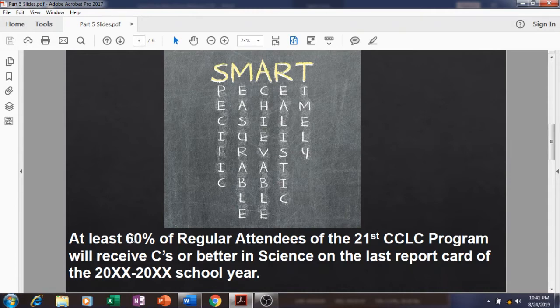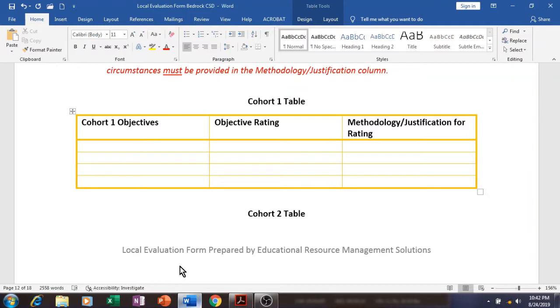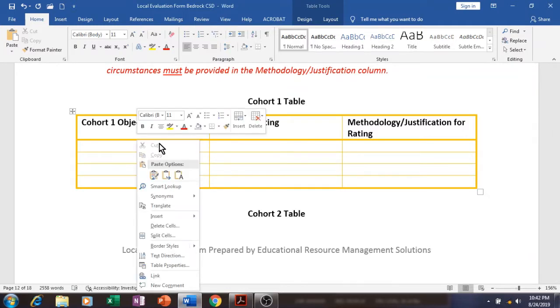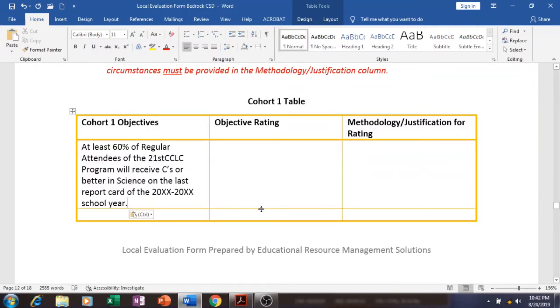Not easy, but achievable. And that's also for realistic. It's pretty realistic. It's easy to look at report cards. It's easy to figure out 60%. And it's timely because it's talking about this particular school year, which would be the school year before. So let's see what happens if we were going to use this objective. I'm going to cheat and do a copy and a paste so I don't have to type it in. We'll go over here to our cohort table and we'll paste in this objective.